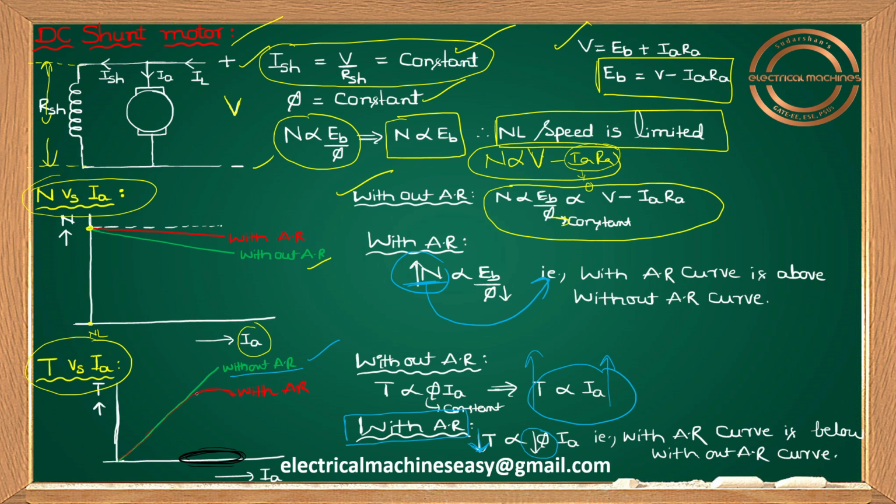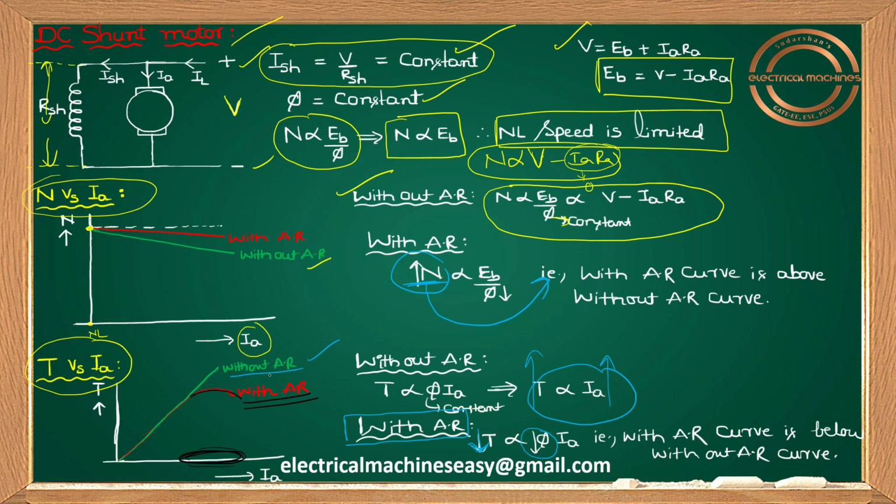Now here you can see the variation of your torque. Definitely a difference is there for without armature reaction and with armature reaction. At large load conditions, because of the demagnetizing effect, flux is reducing a lot, so torque is reducing. Therefore this curve is reducing in this manner. This is for the with armature reaction case.